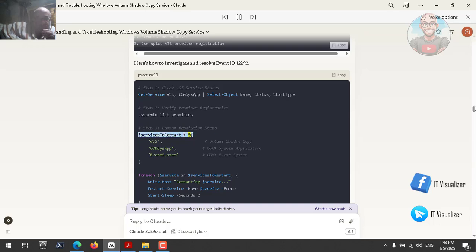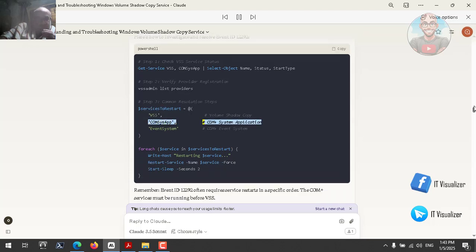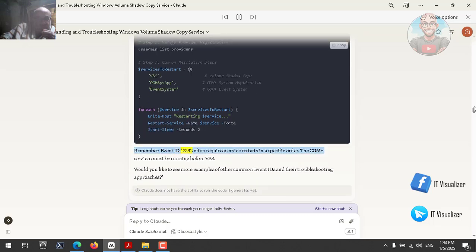$servicesToRestart equals @('VSS', # Volume Shadow Copy, 'SWPRV', # COM+ System Application, 'EventSystem'). # COM+ Event System. foreach ($service in $servicesToRestart) { Write-Host 'Restarting $service'. Restart-Service -Name $service -Force. Start-Sleep -Seconds 2 }. Remember, event ID 12292 often requires service restarts in a specific order. The COM+ services must be running before VSS.